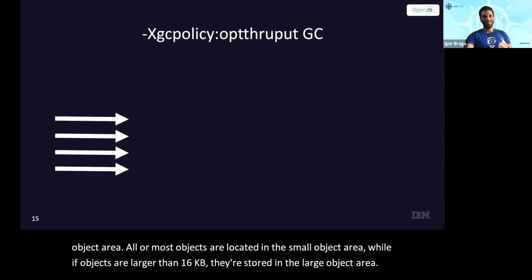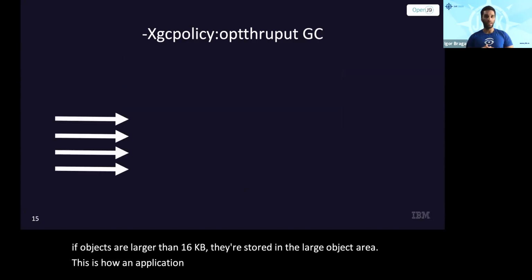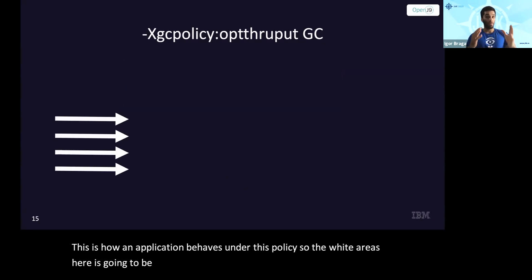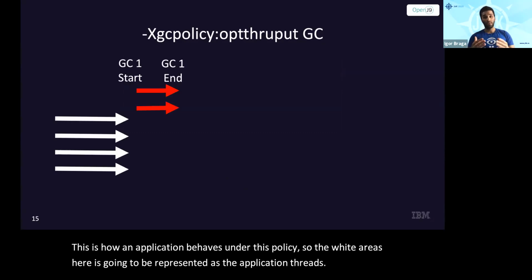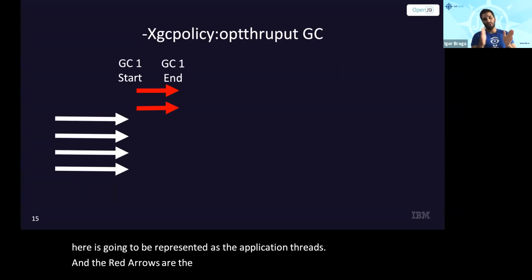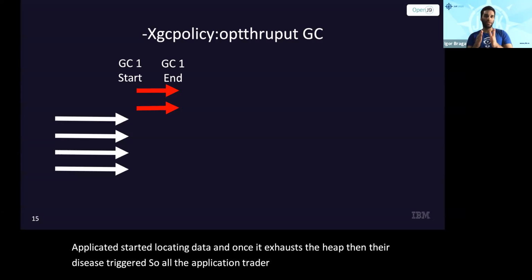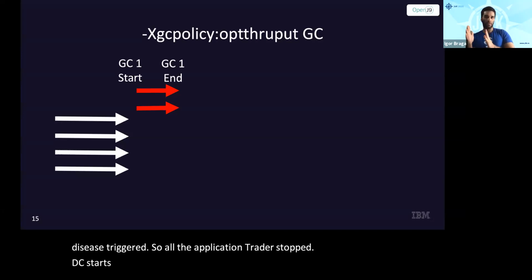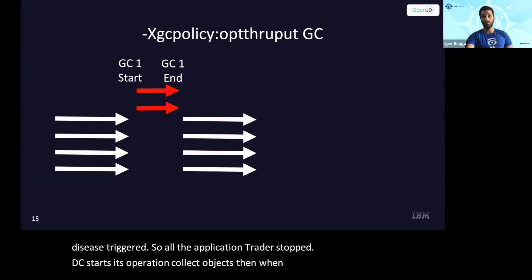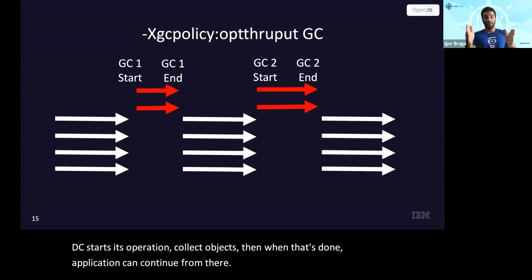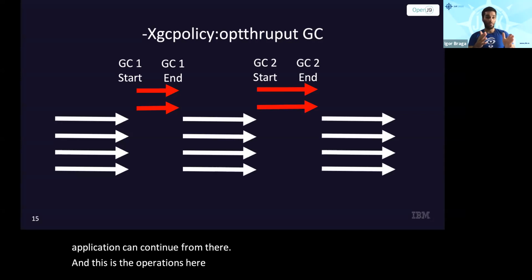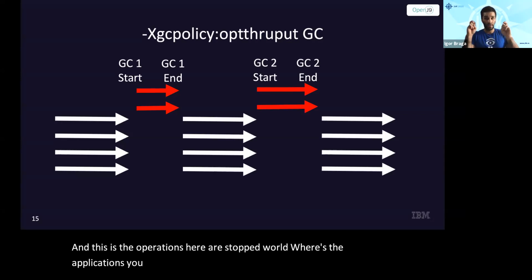Now, this is how an application behaves under this policy. The white arrows here represent the application threads, and the red arrows are the GC threads. So the application starts allocating data, and once it exhausts the heap, the GC is triggered. All the application threads are stopped. GC starts its operation, collects objects, and when that's done, the application can continue from there. These GC operations are stop-the-world, where you might experience some delays in the application.